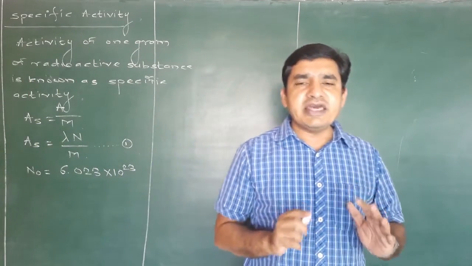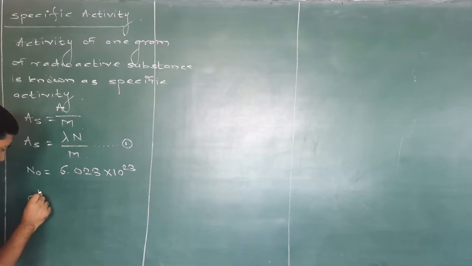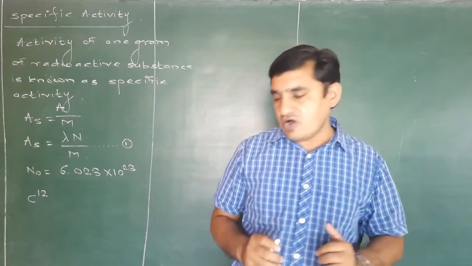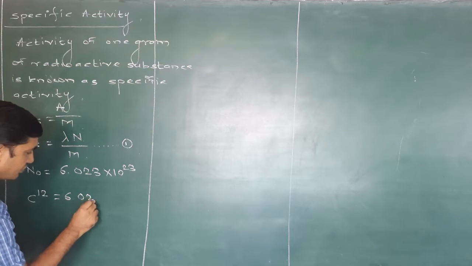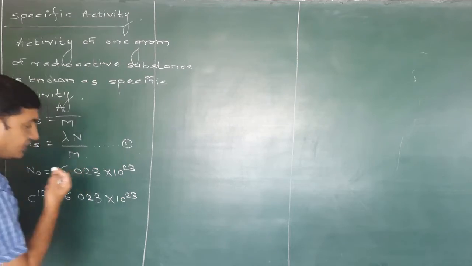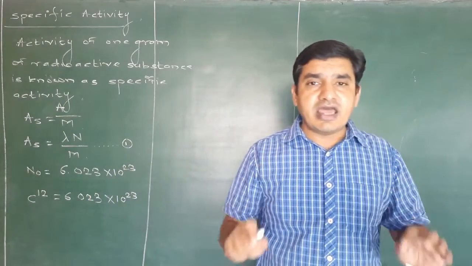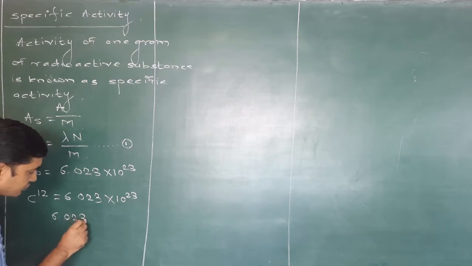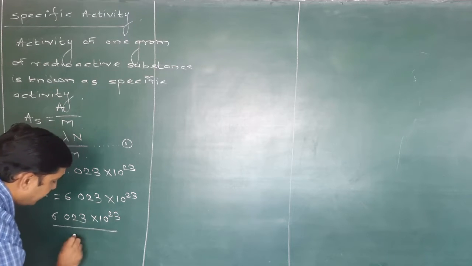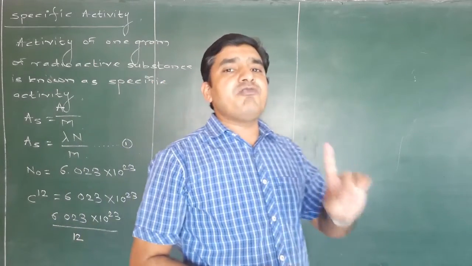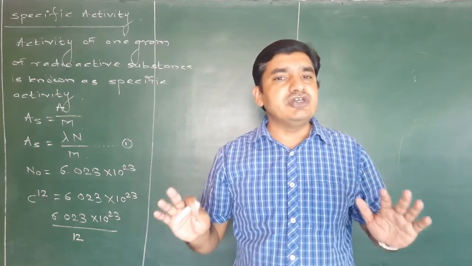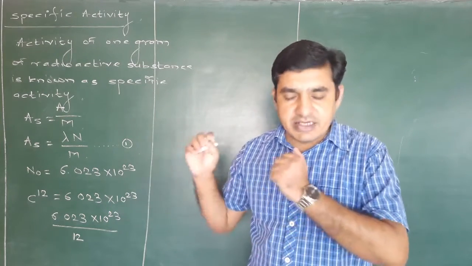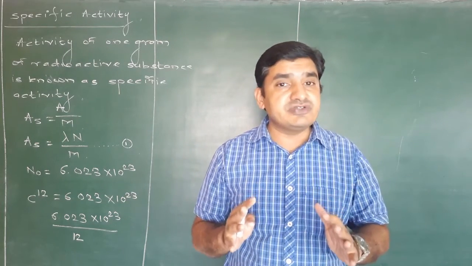Also we can say that carbon 12, or 12 grams of carbon, consists of 6.023 into 10 raised to 23 atoms, and therefore 1 gram of carbon consists of 6.023 into 10 raised to 23 divided by 12 number of atoms. So this is related to Avogadro's hypothesis.